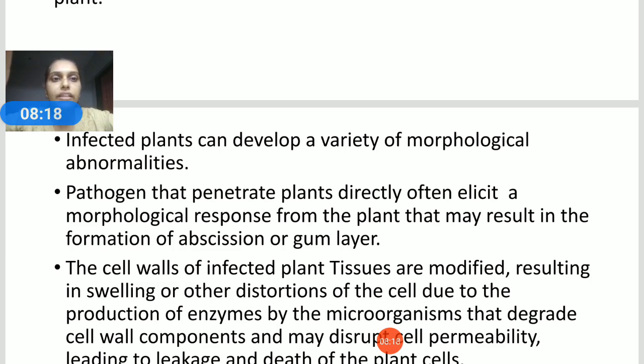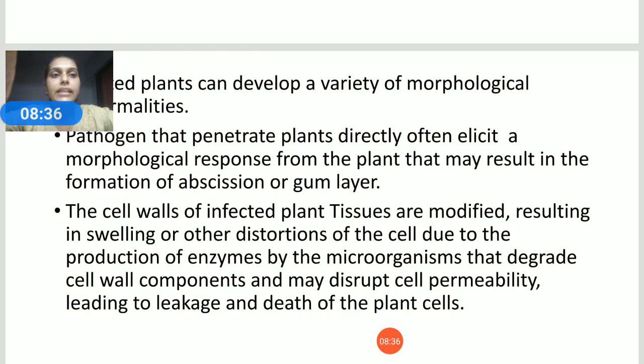the cell walls of the infected plant tissues are modified, resulting in swelling or other distortions of the cell, due to the production of enzymes by the microorganisms that degrade the cell wall components and may disrupt the cell permeability, leading to leakage and the death of the plant cells.